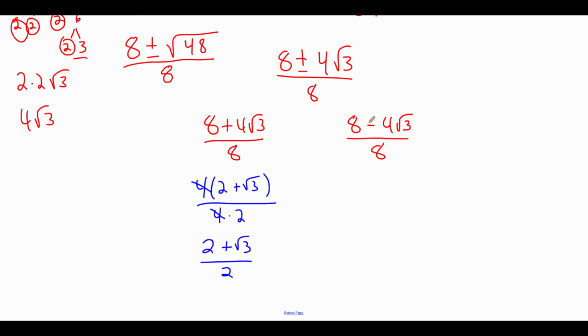And if I do something similar with this other fraction, factor out a 4, then this is going to be 2 minus the square root of 3. And then again on bottom, 8 is 4 times 2. I can cancel out those 4's, so we get 2 minus root 3 over 2. So here's our two solutions this time.